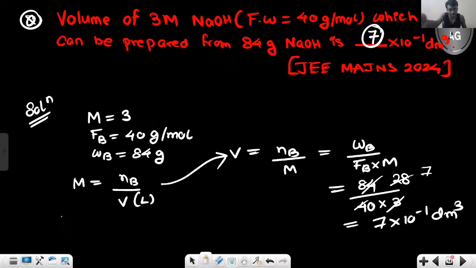No, Baba. The question is asking 7 to the power minus 1 as the answer, not 17 to the power minus 1. The answer is 0.7, not 7. The answer is 0.7 actually. I am writing 7 to the power minus 1, not 17 to the power minus 1.